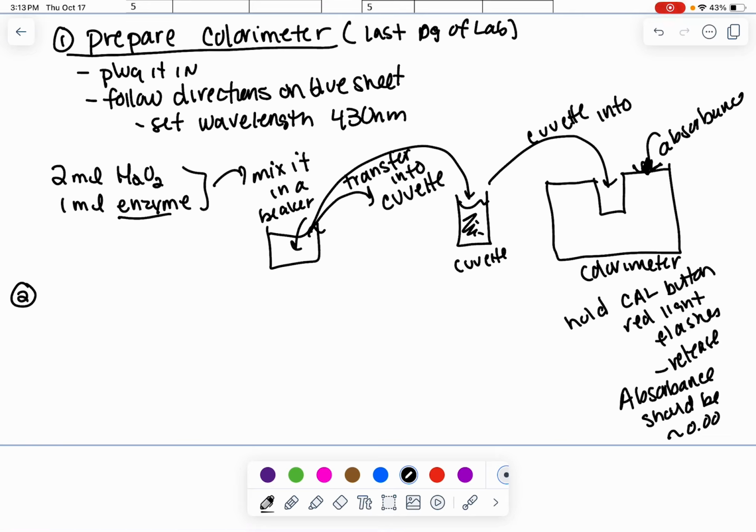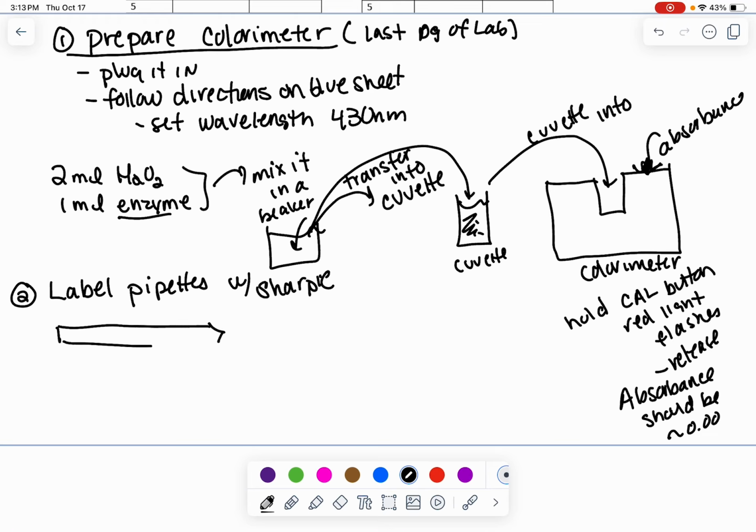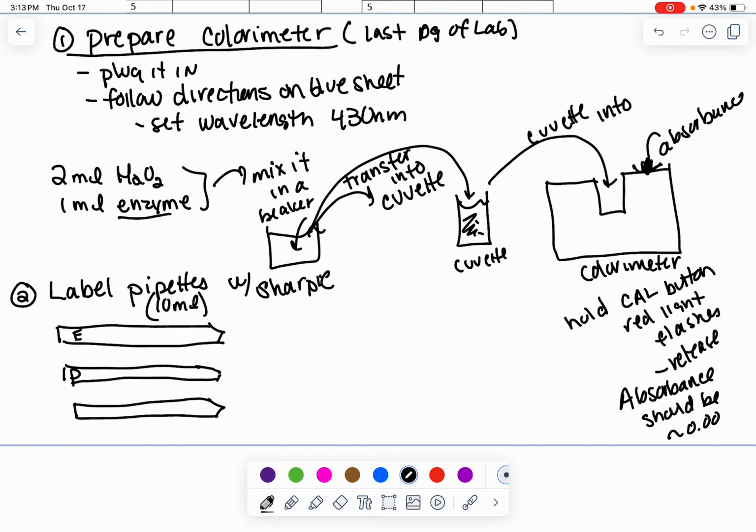The other thing is we're going to use pipettes, and you're going to label them with a Sharpie, because I'm going to have all of these in a box for you. They're going to be these 10 mL pipettes. They kind of look like that. I'm terrible at drawing. But you're going to label one E, the other one P, which I'll explain, one NB, this is what the directions of the lab say, and one S.